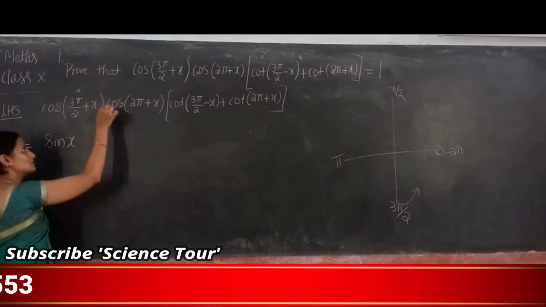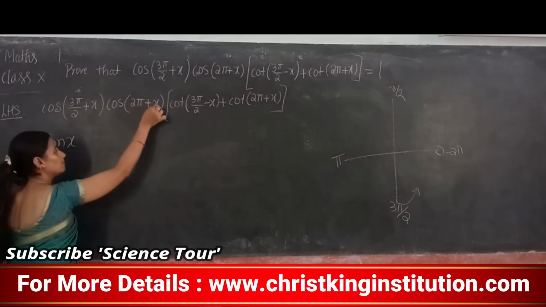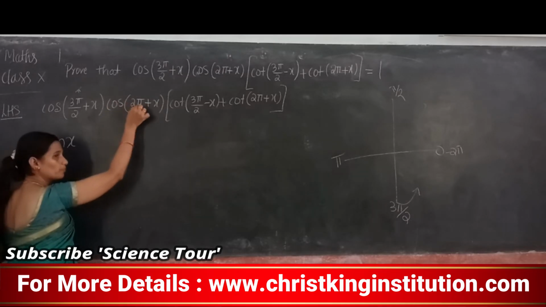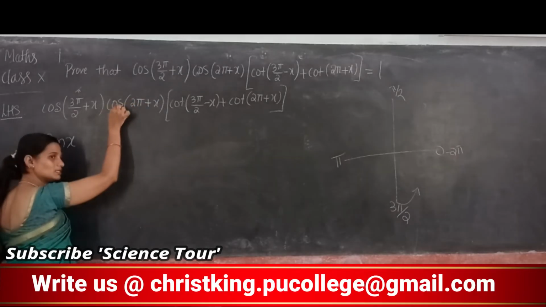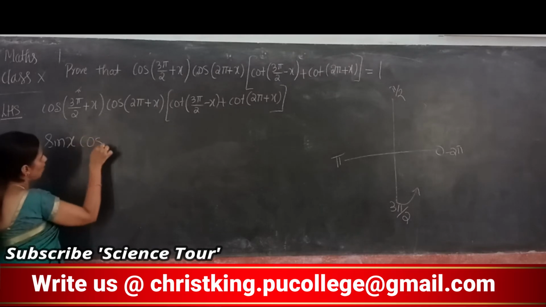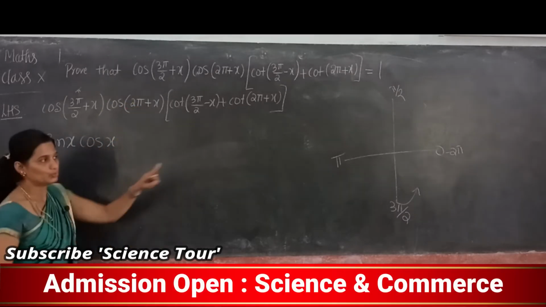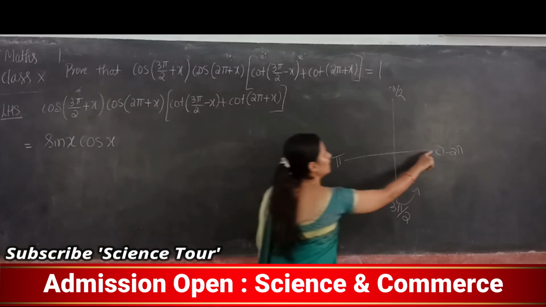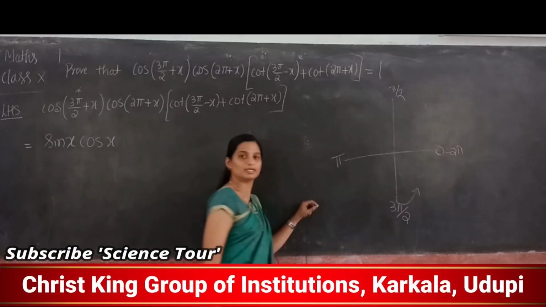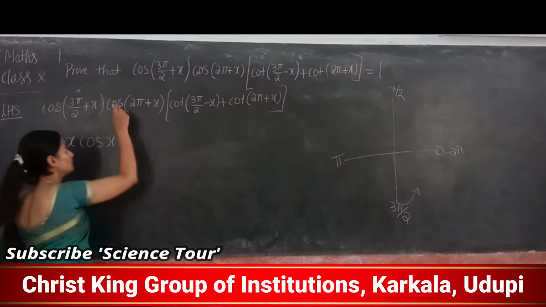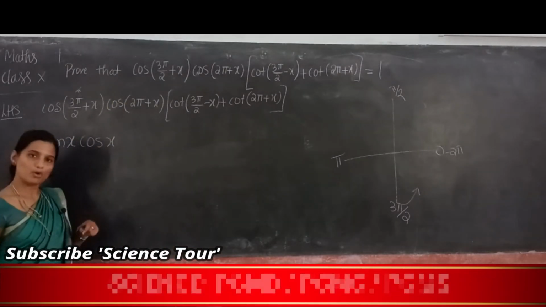Clear? Now next, cos 2 pi plus x. Cos 2 pi. Does cos change? No. So it is cos x. Next, 2 pi plus x. Which quadrant is it? First quadrant. In the first quadrant cos is positive.